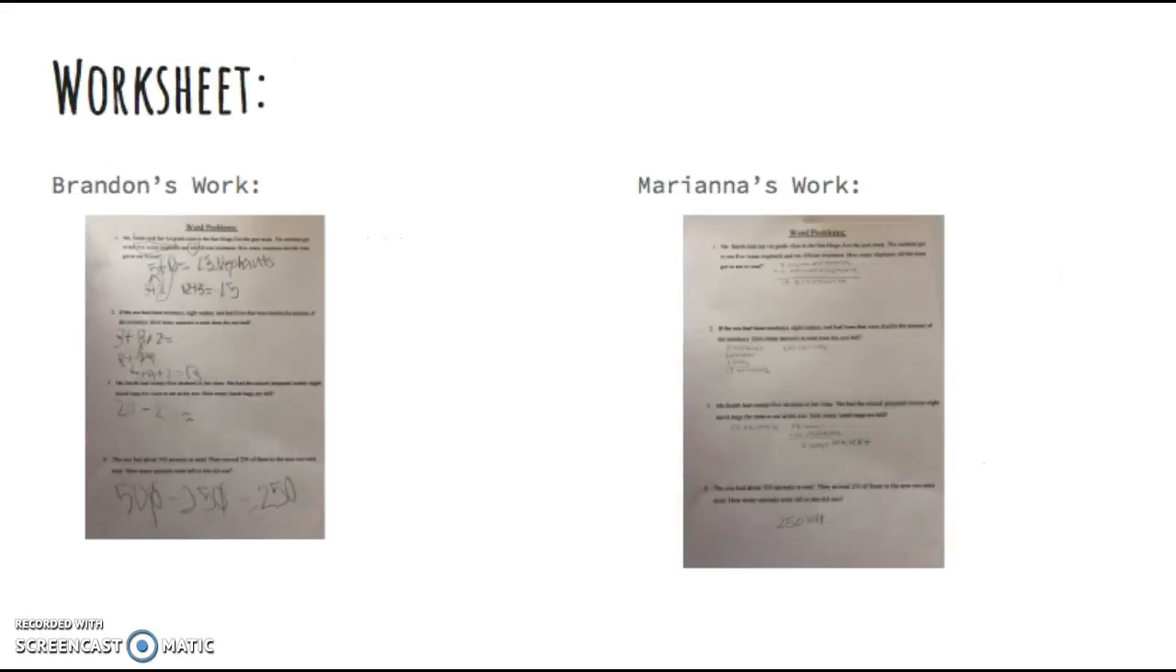And this is an example of their work they both did on the worksheets.